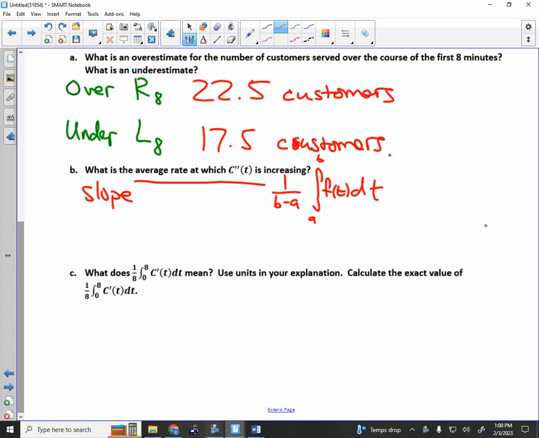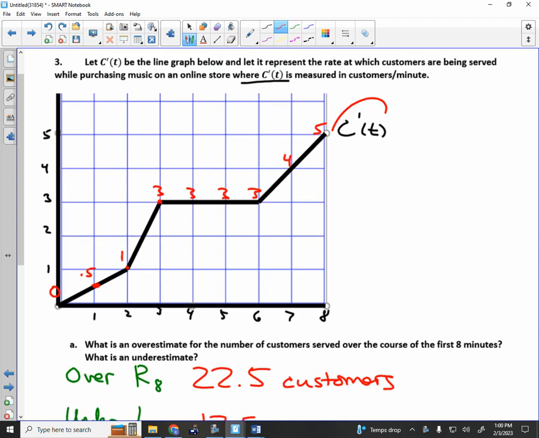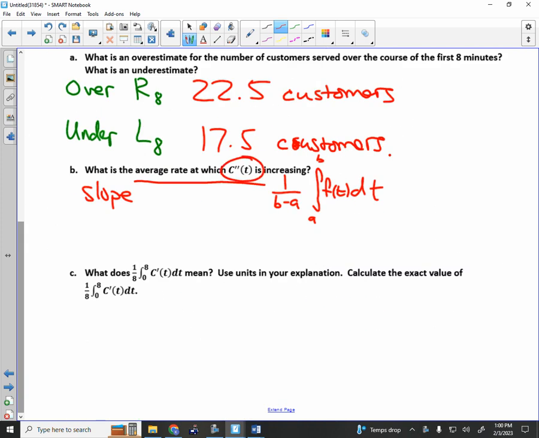Okay, what did you get? Slope. Yes, it is slope. And here's why. This is used if you're looking for the average value of the function. It's not looking for the average value of c prime of t. It's looking for a rate of change. Notice how it's c double prime. So we must find a rate of change using slope.